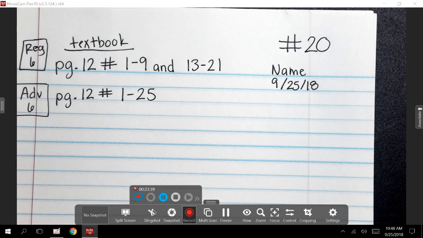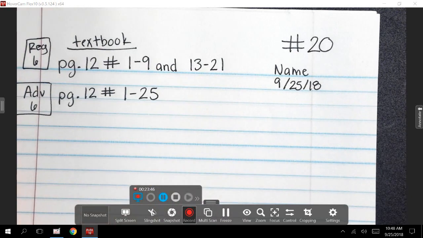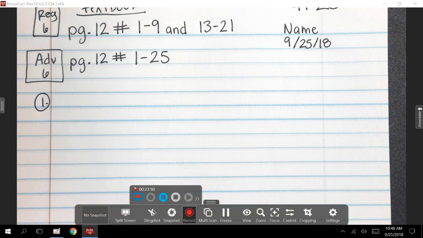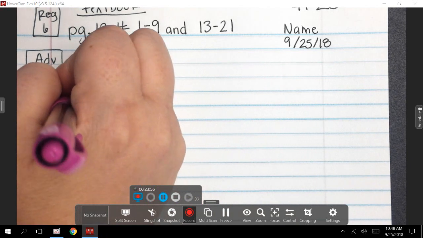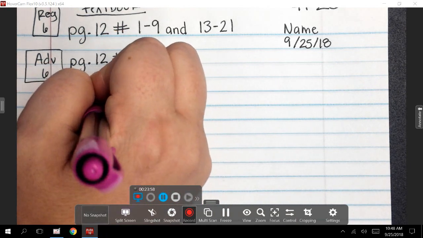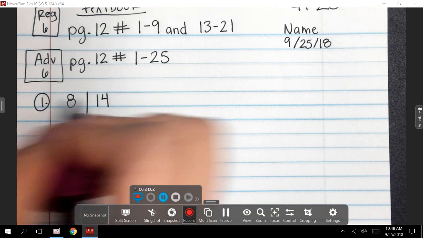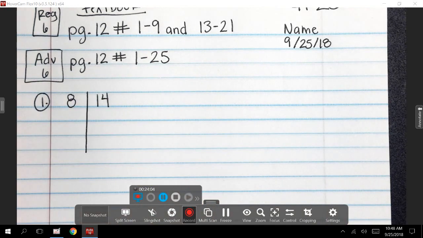All right, guys, we are going to look at the first couple together just to make sure we're setting everything up correctly on our paper. So make sure you number 1. All right, number 1, and the numbers we're looking at on 1 are 8 and 14. All right, and I'm still going to draw my line in between them. But did you notice I gave myself a little bit more space than what was on that other piece of paper?